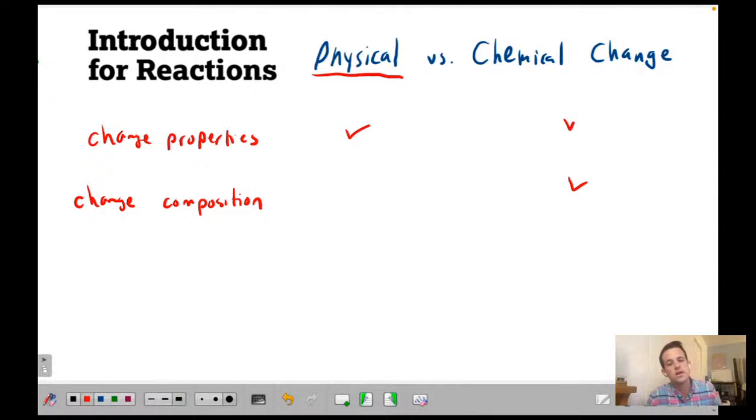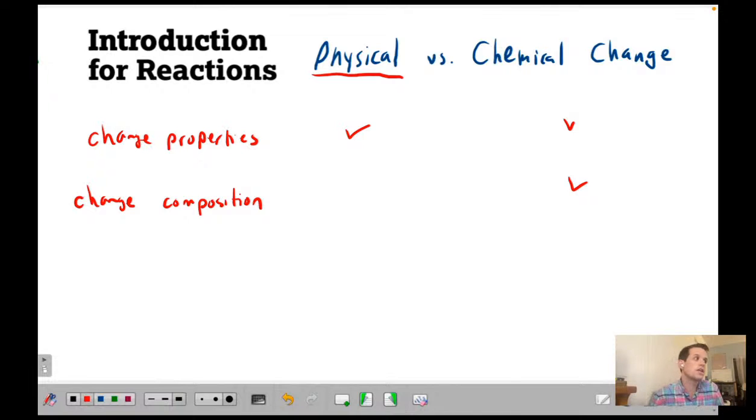Another example of physical changes could be separating a mixture. When you use any of those separation techniques, that's usually going to be a physical change. So chromatography, distillation, filtration, those are all physical.